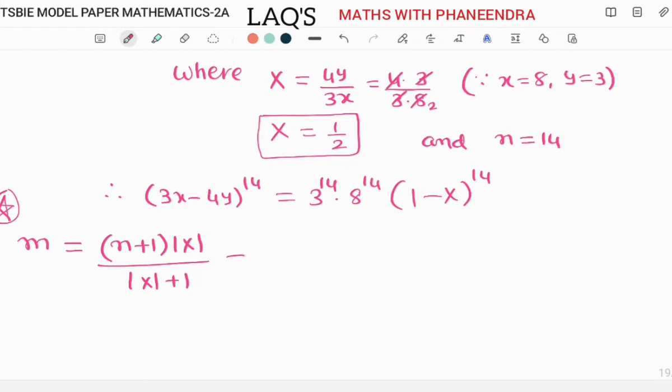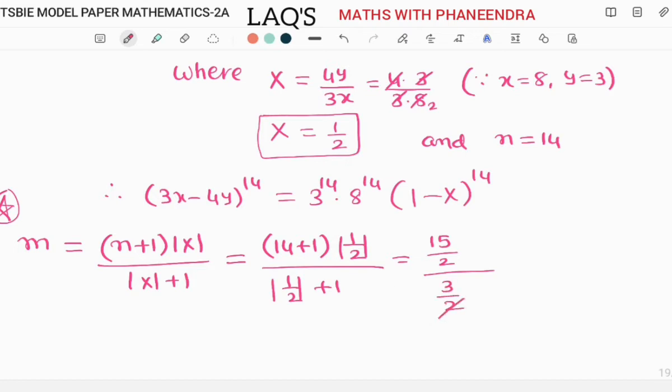See here, the calculation is going on here. N is equal to 14. So 14 plus 1 into mod x is 1 by 2, by mod x plus 1 is 1 by 2 plus 1. So anyway mod means we can consider anyway positive. So 15 into 1 by 2 is 15 by 2, whole divided by 1 by 2 plus 1 is 3 by 2. So 2 gets cancelled, 15 by 3, which is equal to 5. So m value we got as an integer. So therefore m is equal to 5 is an integer.